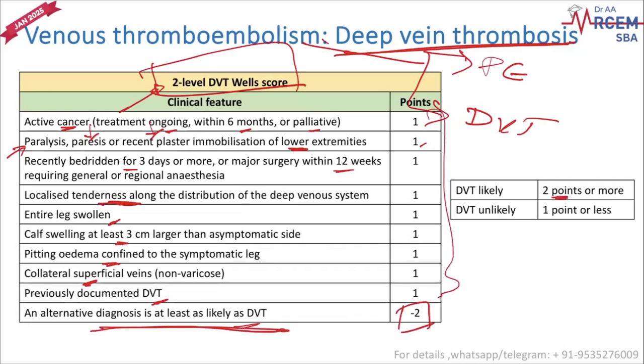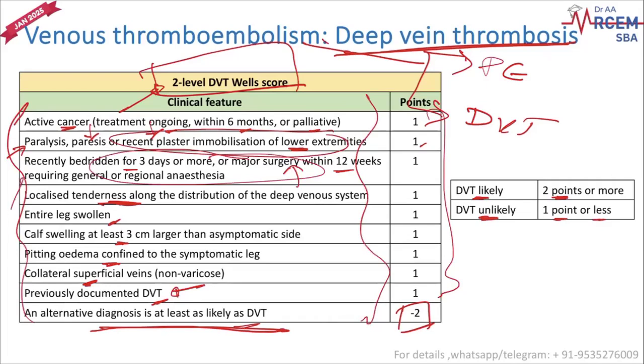If the point total is 2, then DVT is likely. If the point total is 1 or 0 or -1 or -2, then DVT is unlikely. This is important for us to further investigate and see whether DVT is likely or unlikely. There are different points present here, but basically what you need to remember is any recent immobilization of the lower limbs, or any major surgeries which you have undergone. Next thing is any previous DVT. So active cancer, immobilization, major surgeries, previous DVT. These are the 4 different points.